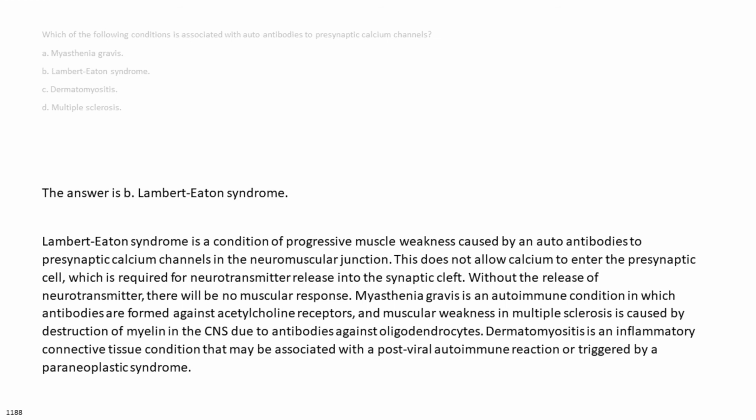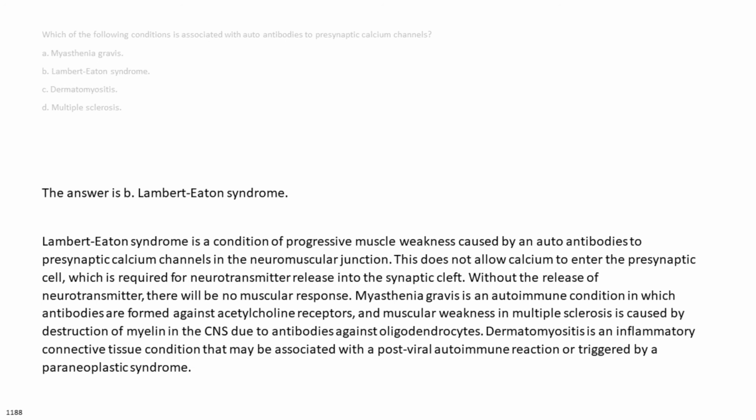The answer is B. Lambert-Eaton syndrome. Lambert-Eaton syndrome is a condition of progressive muscle weakness caused by autoantibodies to presynaptic calcium channels in the neuromuscular junction. This does not allow calcium to enter the presynaptic cell, which is required for neurotransmitter release into the synaptic cleft. Without the release of neurotransmitter, there will be no muscular response.